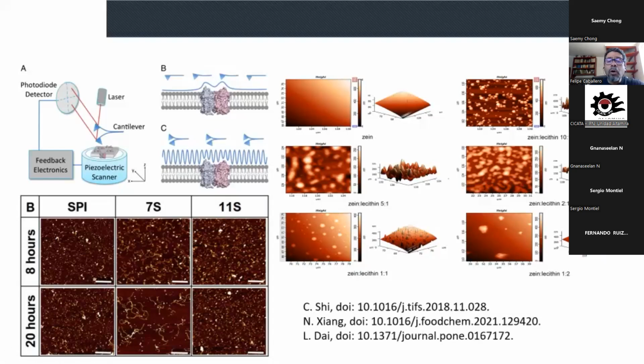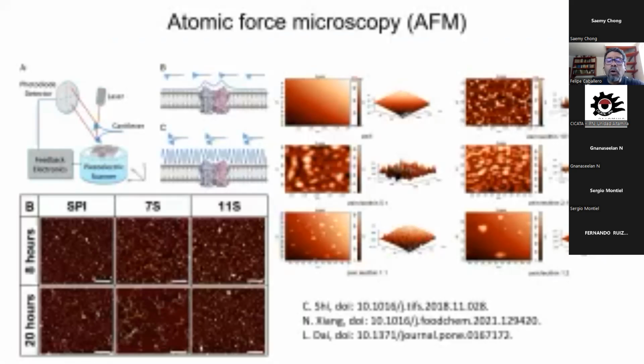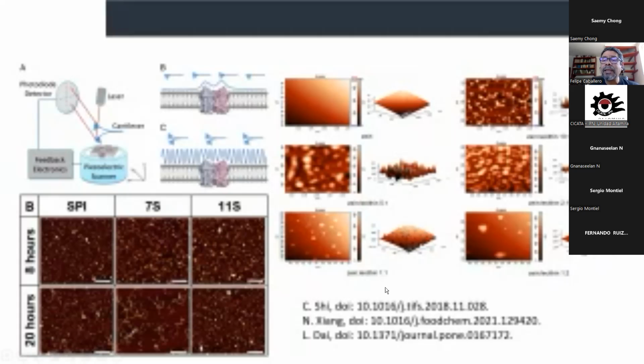So emulsifiers are very used in food technology, to hold together the fat and the flavors. So the interaction between the proteins and the emulsifier is very important to study in order to make good formulations for good texture and good flavor, good taste. So you can see how the structure evolves after changing the proportions between zein and lecithin in different conditions.